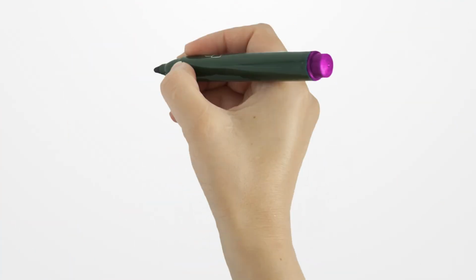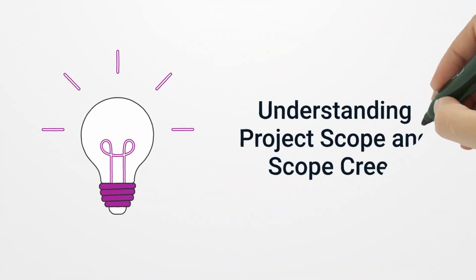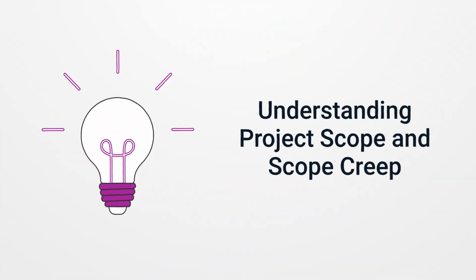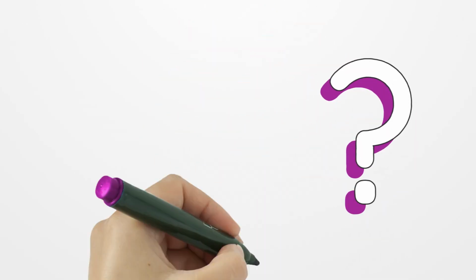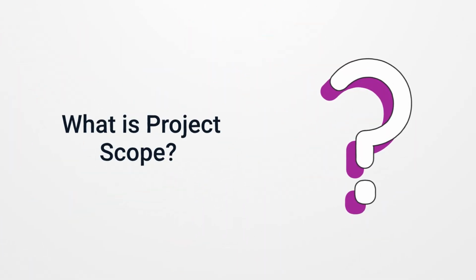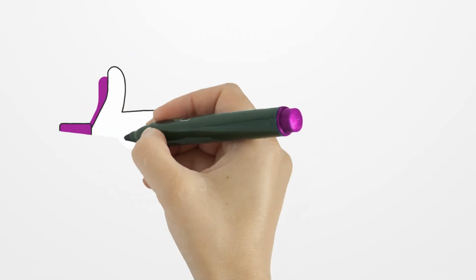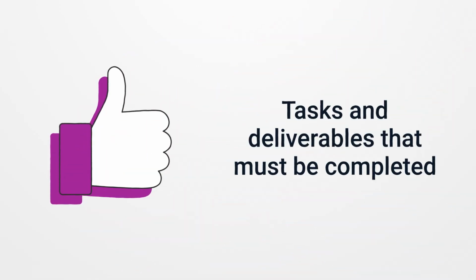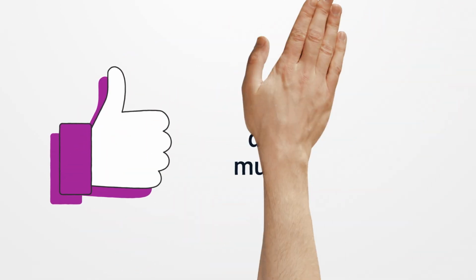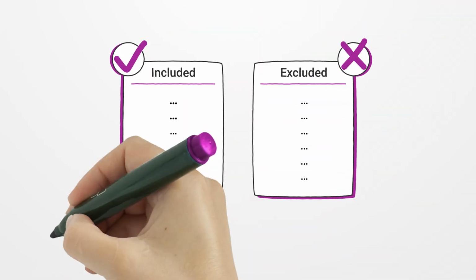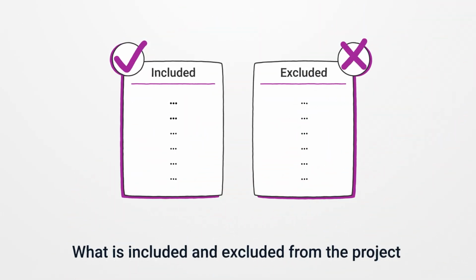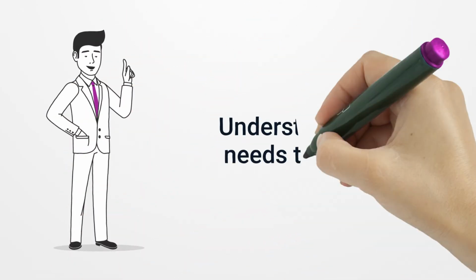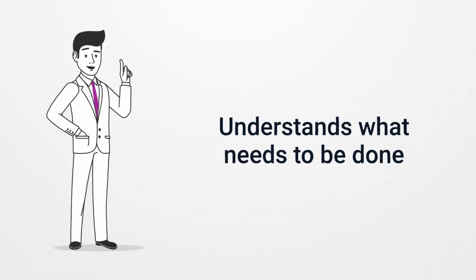1. Understanding project scope and scope creep. What is project scope? Project scope refers to the boundaries of a project, outlining the specific tasks and deliverables that must be completed, the features, functions, and requirements of the final product or service. What is included and excluded from the project. A clearly defined scope ensures that everyone understands the project's objectives and what needs to be done.